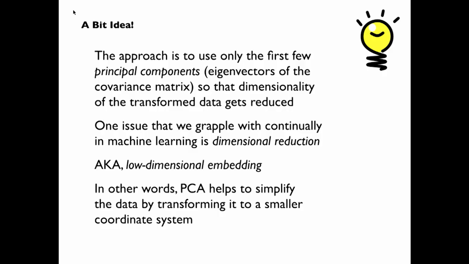So this is an issue that we grapple with continually in machine learning. It's typically called dimensional reduction. The approach to this is sometimes called low-dimensional embedding. You'll hear that. If you read papers off of, say, Netflix Prize, they talked a lot about low-dimensional embedding. In other words, PCA helps us to simplify data by transforming it down to a smaller coordinate system. So we can go from 5,000D data down to 3D data, something we can visualize.